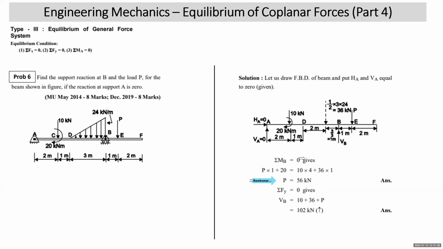Now you need to write sigma Fy is equal to 0. Sigma Fy is equal to 0 means what? Upward forces are equated to downward forces. What are the upward forces on the beam? VB is up. That's it. There is no other upward force. Down is what? VB is equal to 10 plus 36 plus P. P is already known to you. Just substitute the value of P. You get the VB as 102 kilonewton. It came positive. That means assumed direction of the roller reaction is correct.